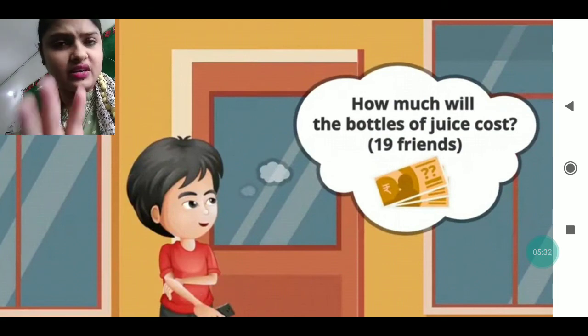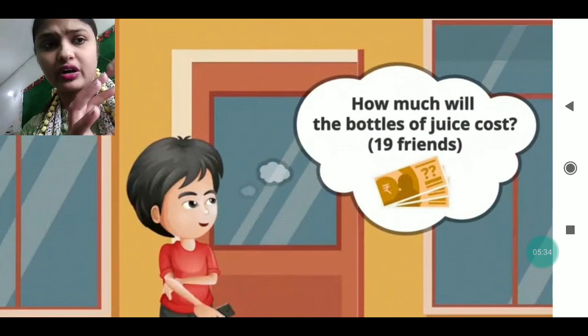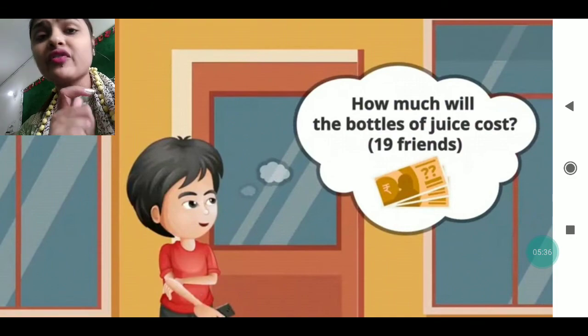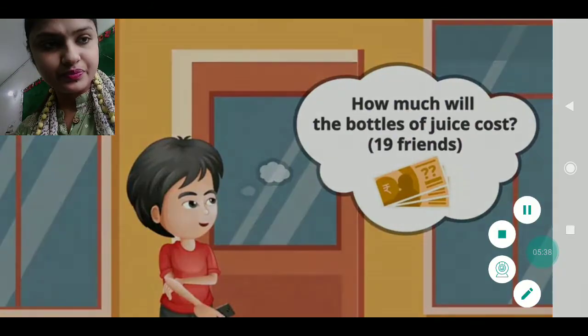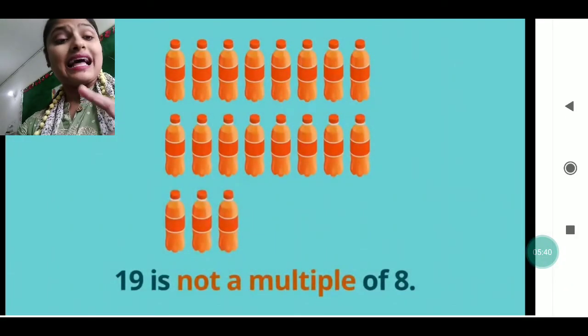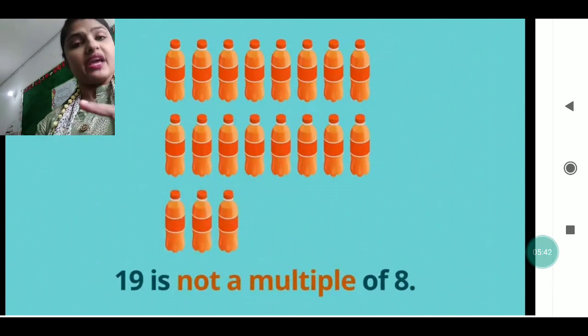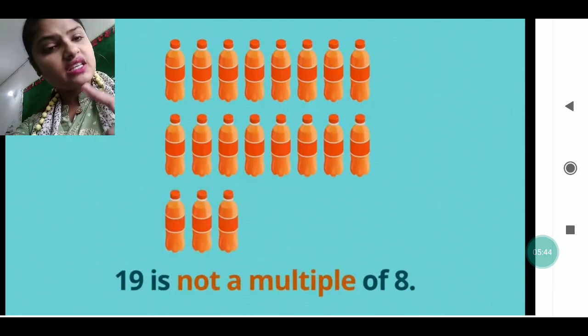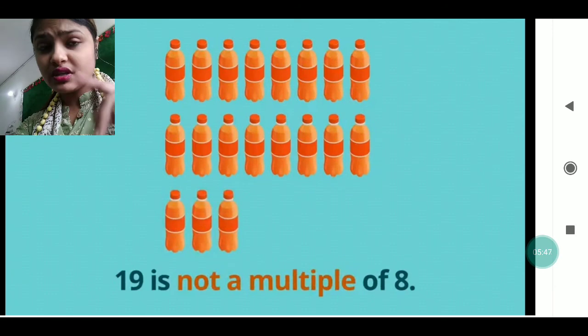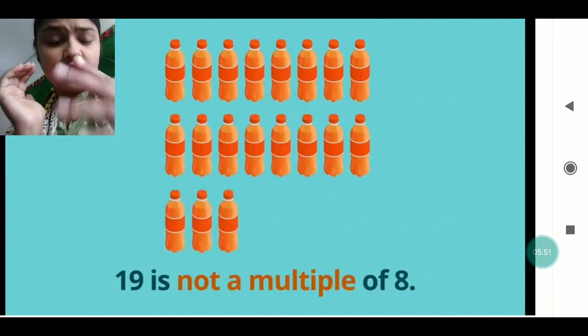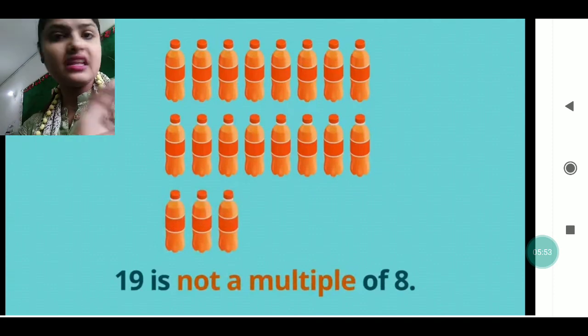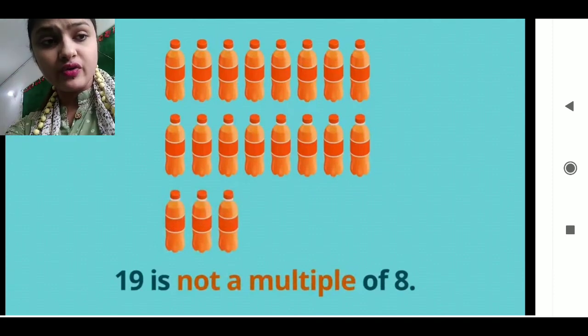Then he found the cost of 16 bottles. But what to do to find the cost of 19 such bottles? See, 19 is not a multiple of 8. 16 is a multiple of 8, 2 eights are 16, or 8 twos are 16. But 19 is not a multiple of 8, so what will you do?